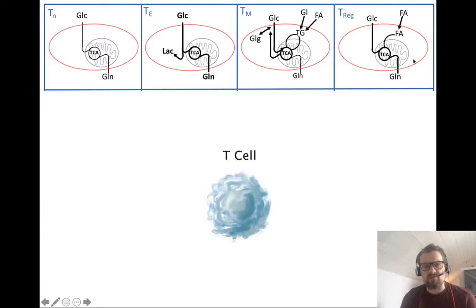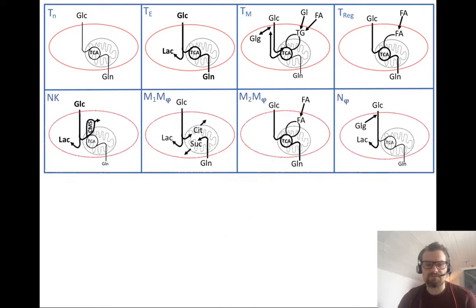And then you've got your regulatory T cells, which are different again. These are important in the control of the immune response, making sure it doesn't get out of control. Compared to your effector cells, these cells have lower levels of glucose utilization, and in particular they use fatty acids as an important fuel. They scavenge fatty acids from the environment and use them as a fuel. So you can see different T cell subsets can have quite different metabolic signatures.